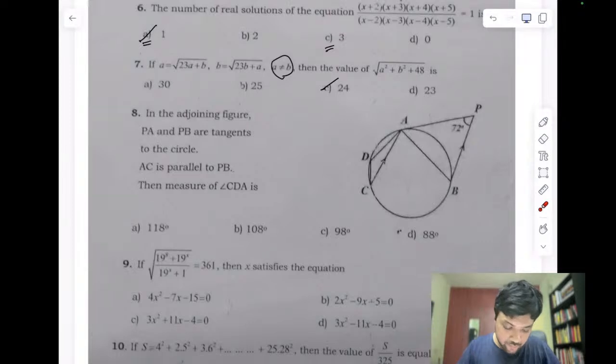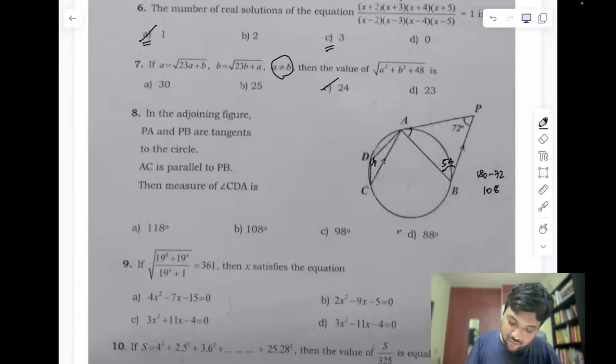Yeah. Okay. Problem number 8: in the adjoining figure, PA and PB are tangents to the circle. AC is parallel to PB. Find the measure of angle CDE. PA, PB are tangents. AC is parallel to PB. Okay, 180 minus 108. This is 54. Right. And parallel also, so this is also 54.